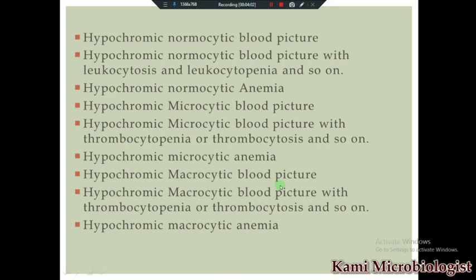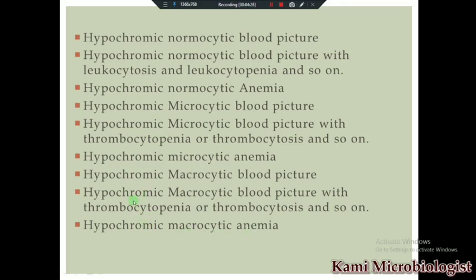Then we have the next comment, the hypochromic macrocytic blood picture. It means the MCV value is high in the CBC report, and the MCHC and MCH values are low. Then it is called a hypochromic macrocytic blood picture. In the microscopic field, you see that the RBCs are large and have a large central pale area.